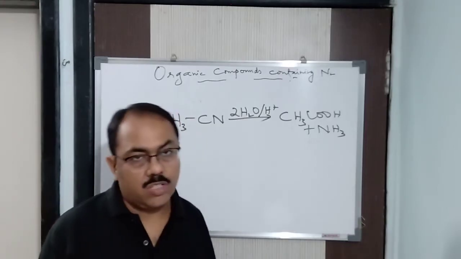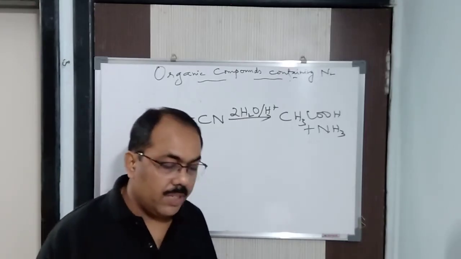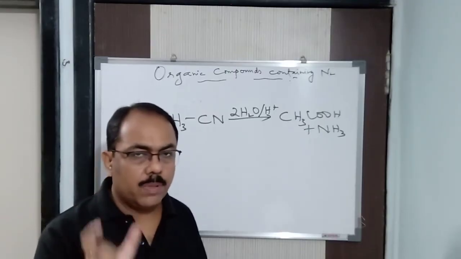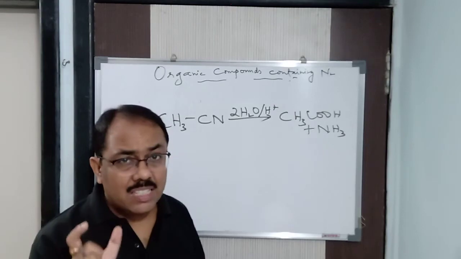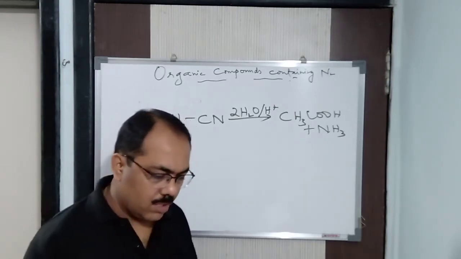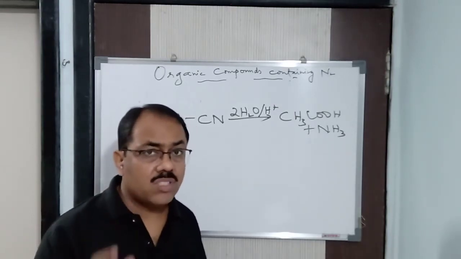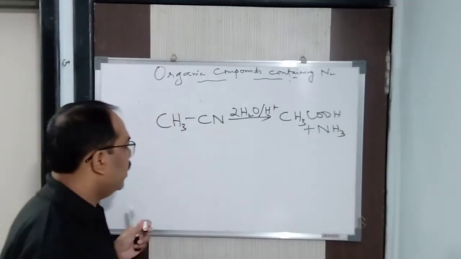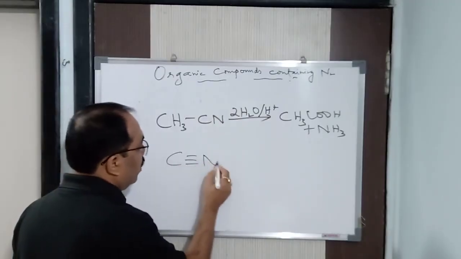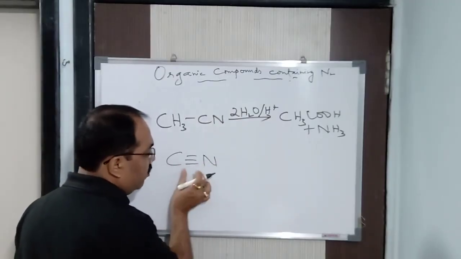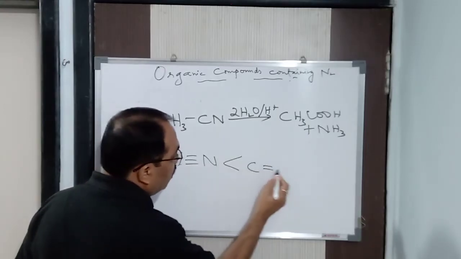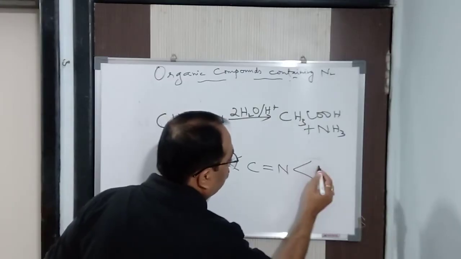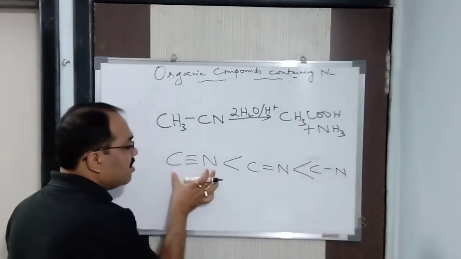Now, coming to the structure. Let me tell you one thing about the structure: in C triple bond N, the bond length is the least because it has a triple bond. The bond length is the least compared to C double bond N, compared to C single bond N. Again I repeat, C triple bond N has the least bond length due to the presence of the triple bond compared to C double bond N, compared to C single bond N.